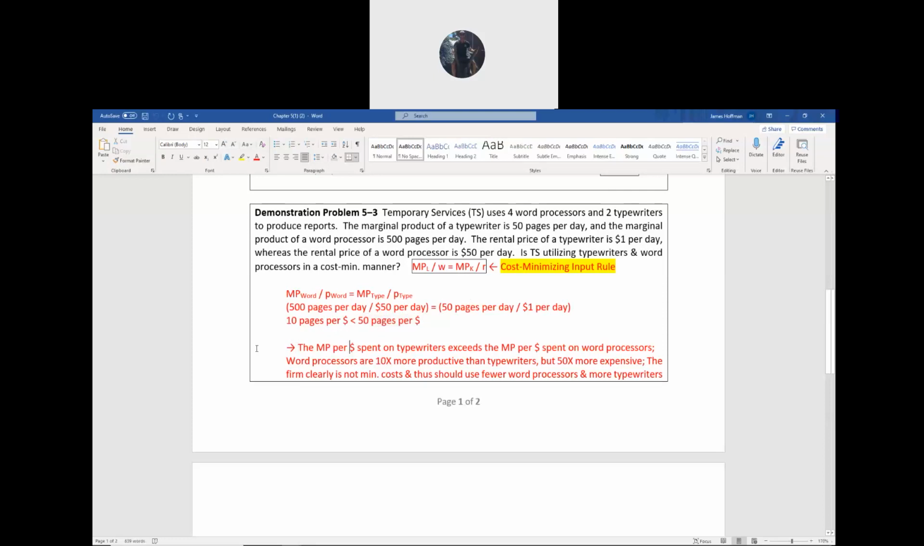So the marginal product per dollar spent on typewriters exceeds that spent on word processors. So word processors are 10 times more productive than typewriters, but we saw that they're 50 times more expensive. So the firm should make a change. They're not minimizing costs, and thus they should use fewer word processors and more typewriters up to the point in which this condition holds. And that would show you that this doesn't hold. In fact, this is higher than this, and so we should use more of this until these two are equal.